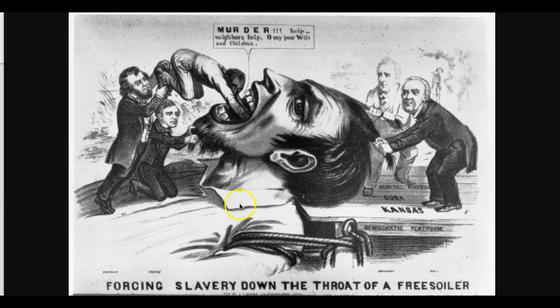And then here we have Stephen Douglas, the major champion of popular sovereignty, basically saying, hey, by following a policy of popular sovereignty, in effect, it'll make slavery be jammed down your throat. You'll be forced to live with it inside of your state, even though this person supports a free nation.